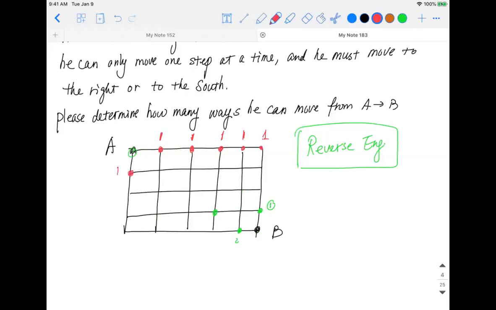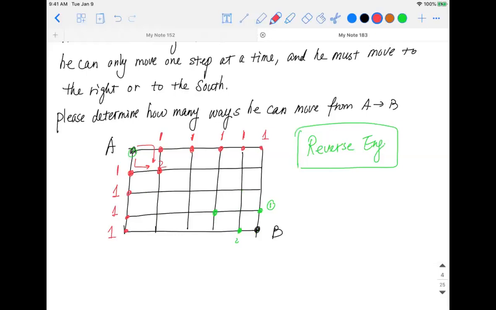There's only one method, right? You can just basically go south. You can go for multiple steps, but there's only one method. There's no way around. But in order to go to this point, Peter actually has two methods. He can go from this way or go from this way. There are actually two methods.